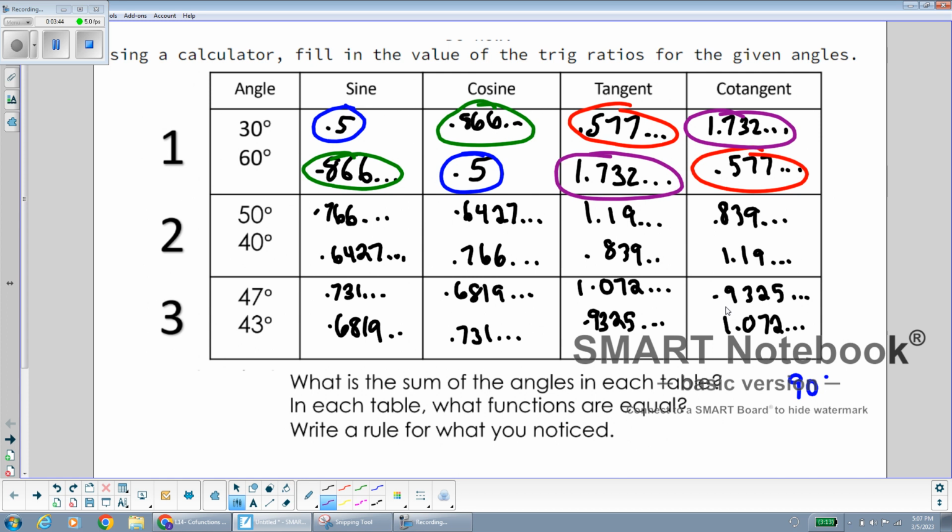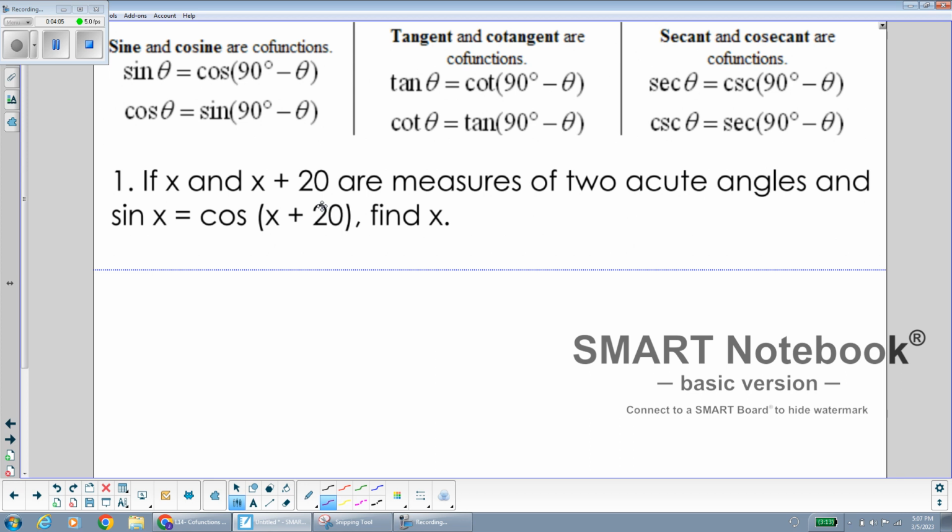Let's try to come up with a rule for what we noticed. Well, I noticed that for the angles that add up to 90 degrees, sine and cosine are equal. And that's because sine and cosine and tangent and cotangent are cofunctions. So here is a rule that defines what is happening in the table. Sine and cosine are equal to each other when their angles add up to 90 degrees. That's what we mean by cofunctions.